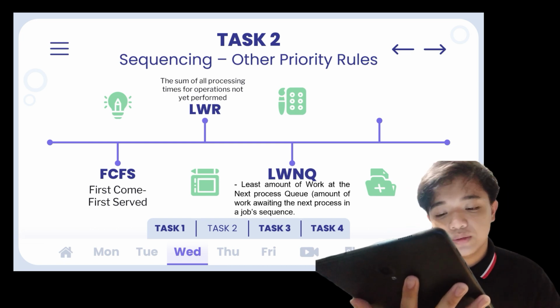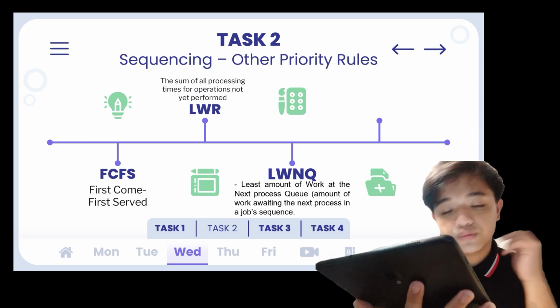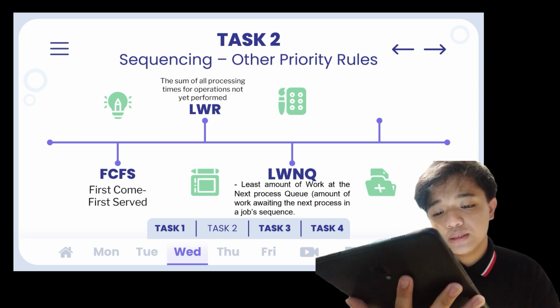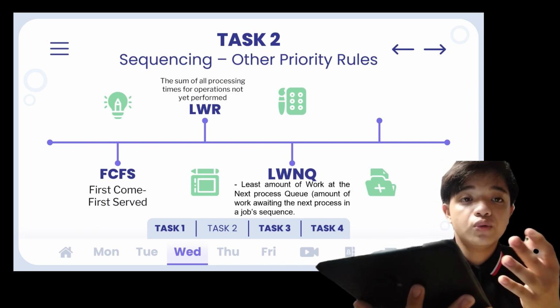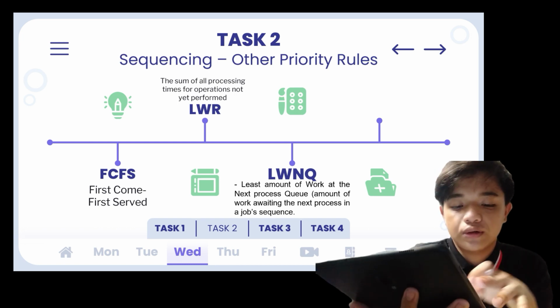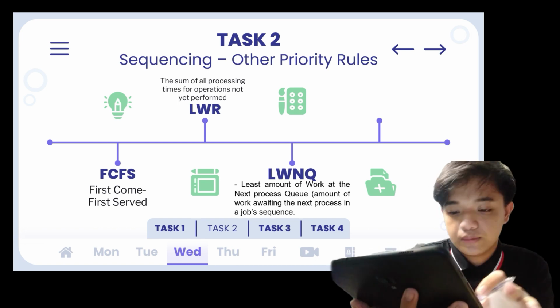So, sa LWNQ naman is least amount of work at the next process. Q, amount of work awaiting the next process in a job sequence. So, ito pala yung apat na task or sequencing other priority rules. So, next slide na po tayo.